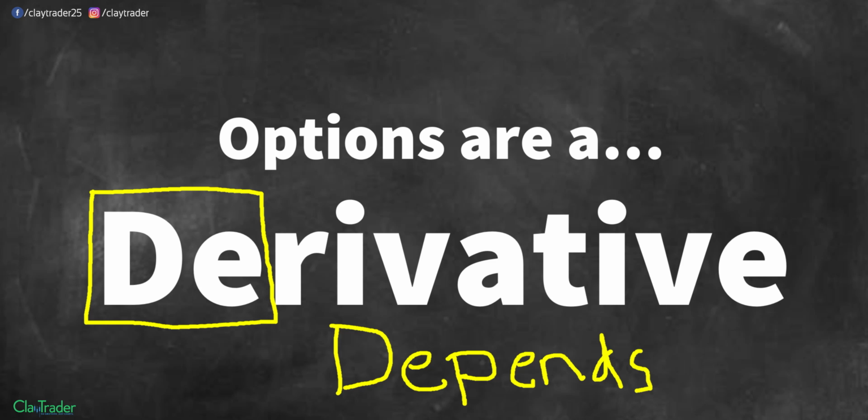So to be more specific, an option's value, right? The value of an option depends on something else. That's all a derivative is. Depends on something else. So for us, the price of an option, whenever you're looking at it and seeing those prices fluctuate, well, that's depending on something else. So what is this something else?